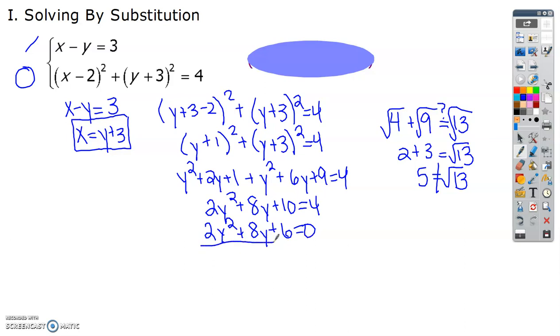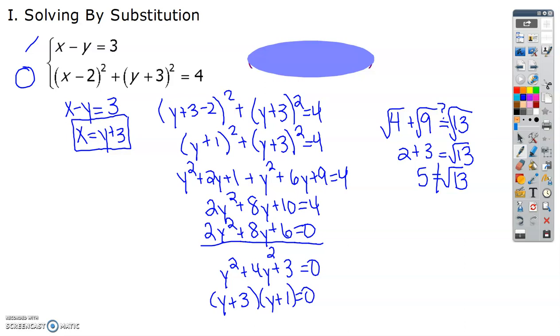Let's go ahead and take out that 2. y squared plus 4y plus 3 equals 0. That is quadratic, so I'm going to factor it. You can always do the quadratic formula also, but this is a nice factoring problem. So y plus 3 and y plus 1. So I get y is negative 3 and negative 1.